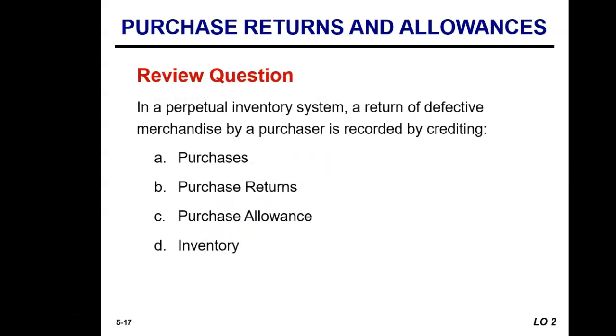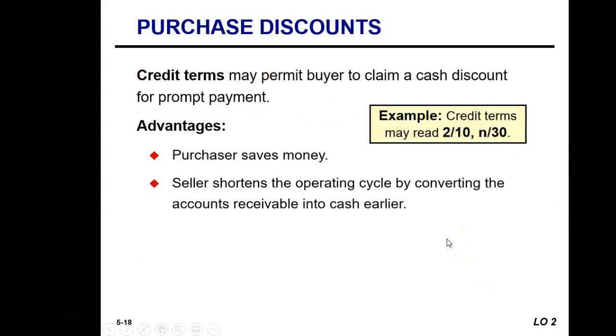In a perpetual inventory system, a return of defective merchandise by purchasers is recorded by crediting A, B, C, or D. D is correct. As we just saw, when there's a return with the perpetual inventory system, you would debit accounts payable or cash, depending on how you pay for it, and credit your inventory account.